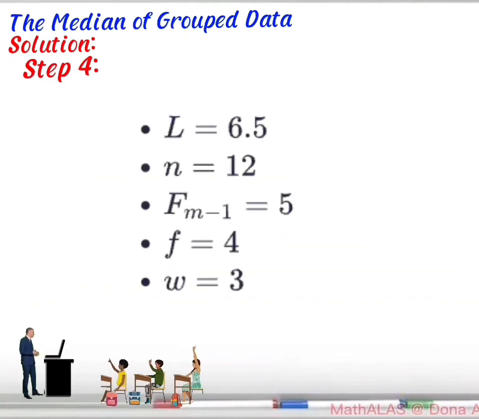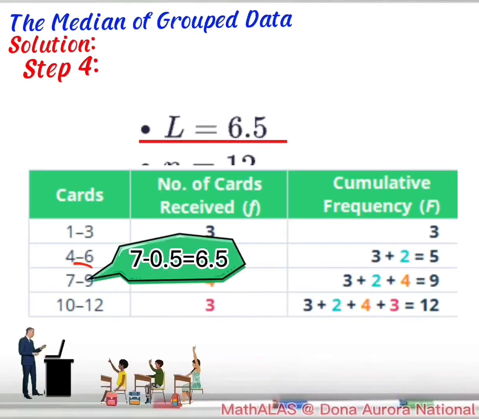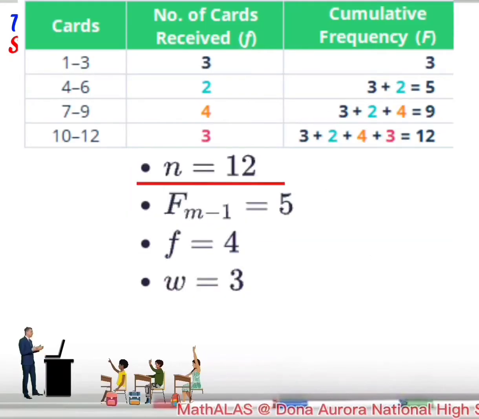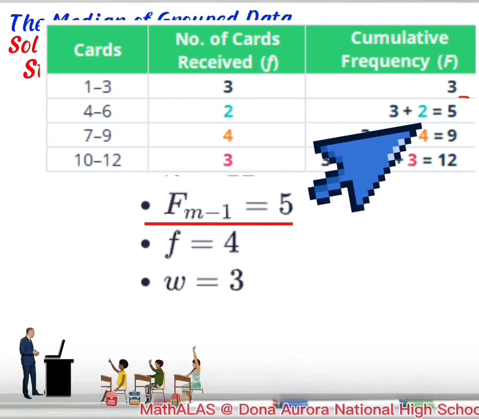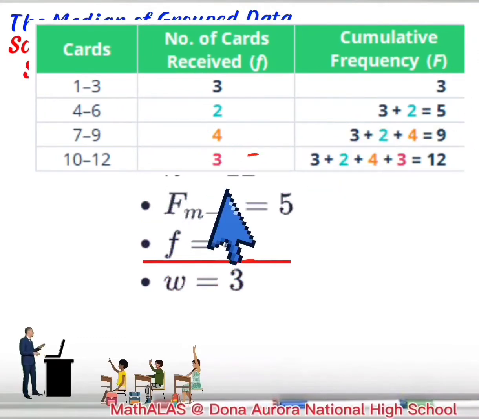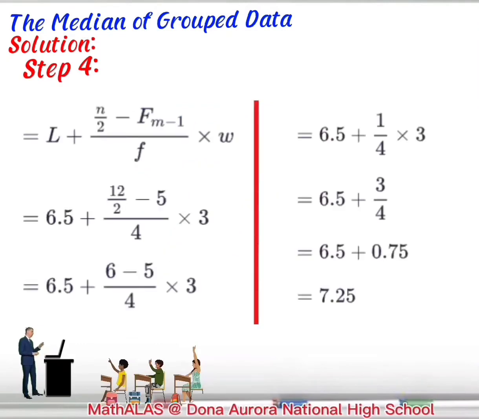Step 4. Substitute these values in formula. L equals 6.5, N is 12, F sub M minus 1 is 5, frequency is 4, and the width is 3. Sa pagpapatuloy natin sa step 4, we substitute the given values in the formula.